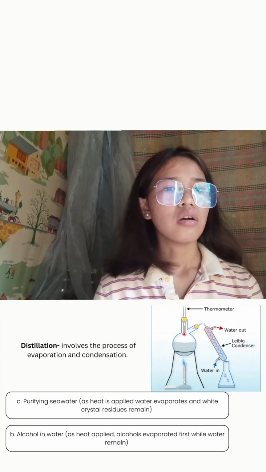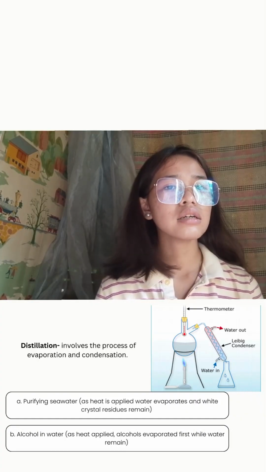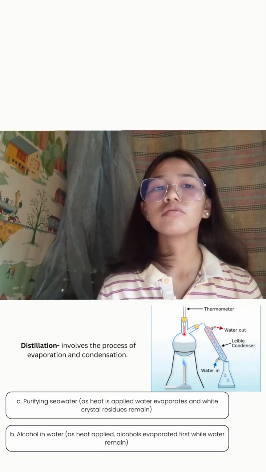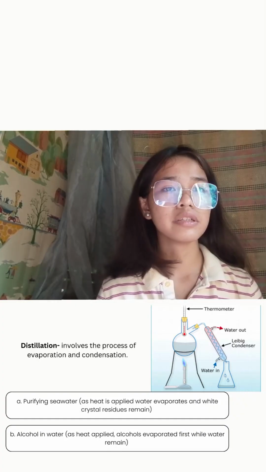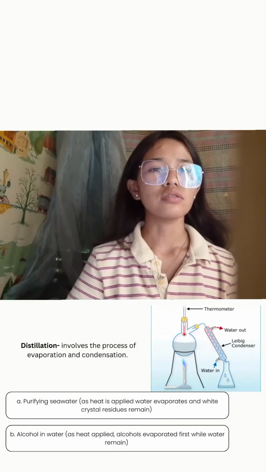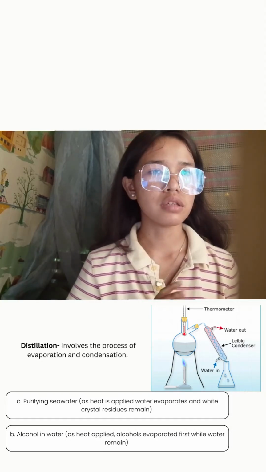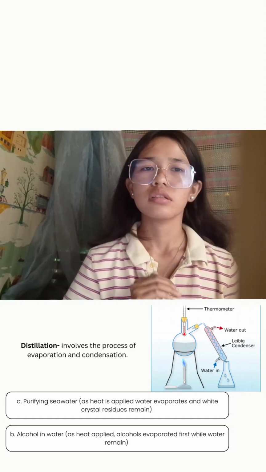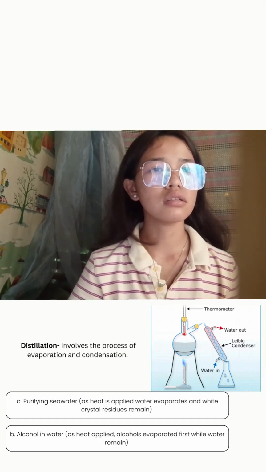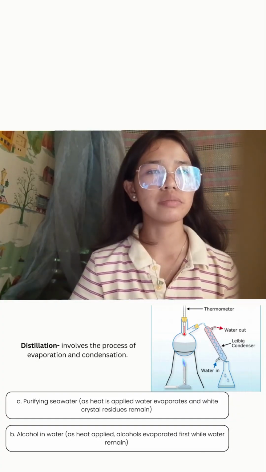you apply heat to it. So the heat applied to the water makes it evaporate. What remains are the white crystals or residues, which is called salt. So it is one of the examples of distillation. Next, we have another example, the alcohol in water. If you mix alcohol and water, the alcohol will evaporate first, then only the water will remain. So that is called distillation.